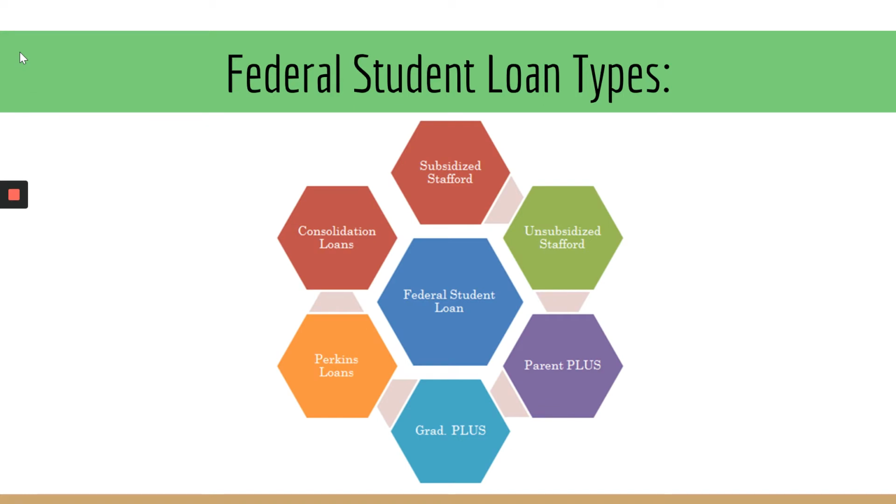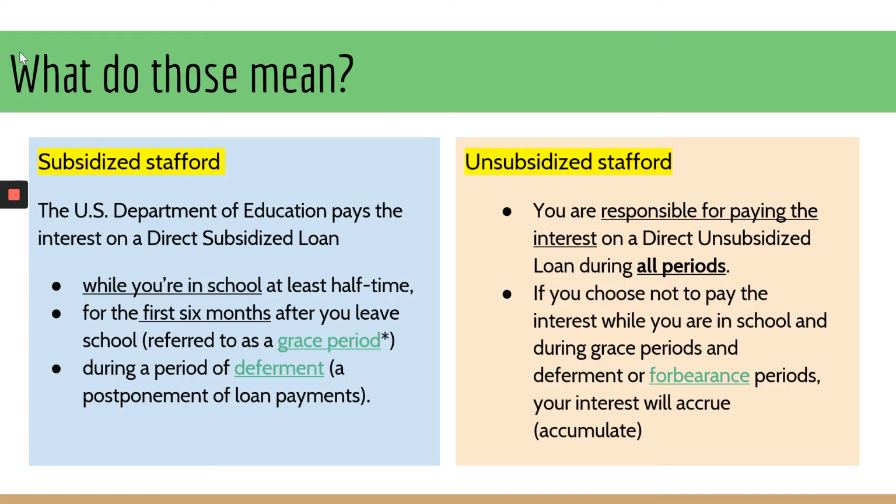Next, we're going to go over federal student loan types. There are subsidized and unsubsidized Stafford loans, Parent Plus loans, Grad Plus loans, Perkins loans, and consolidation loans, all of which are federal student loans. So after that video, let's see what all of that means.